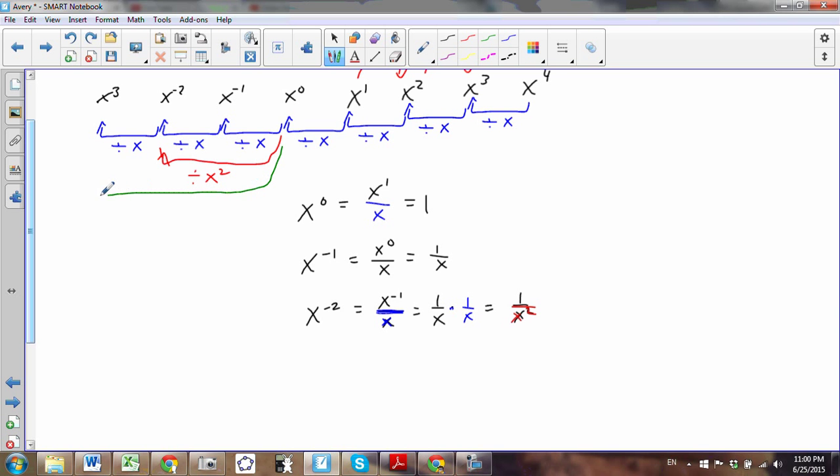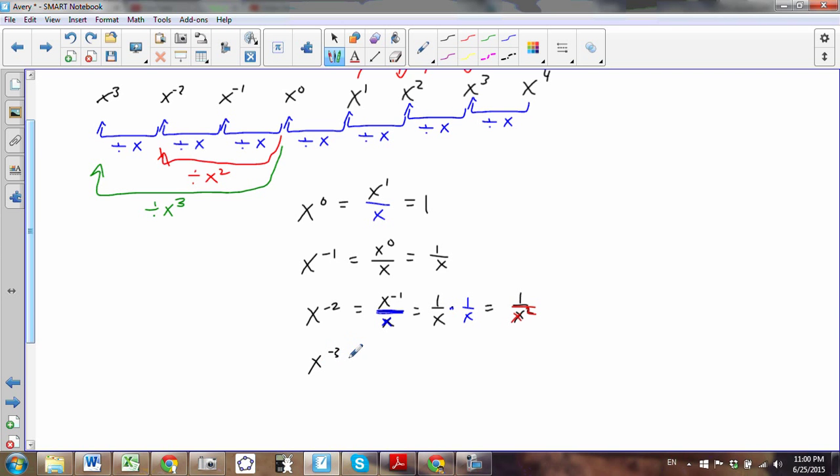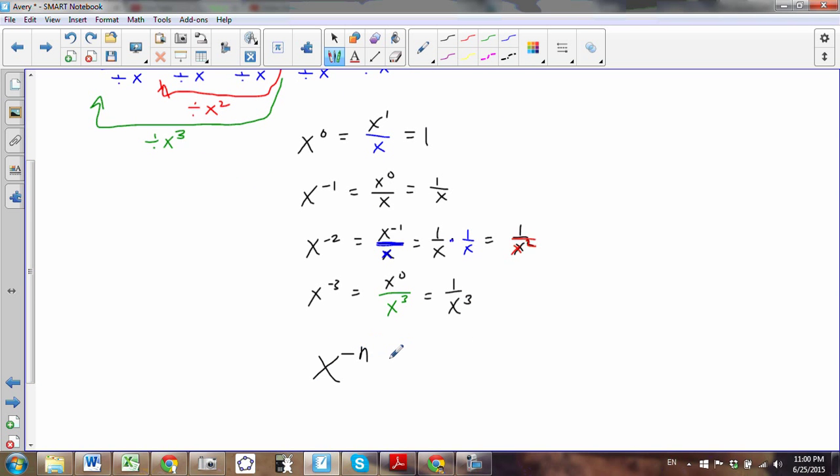x to the 0, dividing by x 3 times is dividing by x cubed. So x to the 0, or 1, divided by x cubed is x to the negative 3. So x to the negative 3 power equals x to the 0, or 1, divided by x cubed, or 1 over x cubed. So you see the pattern. X to the negative n power is 1 divided by x to the nth, or the reciprocal of x to the nth power.